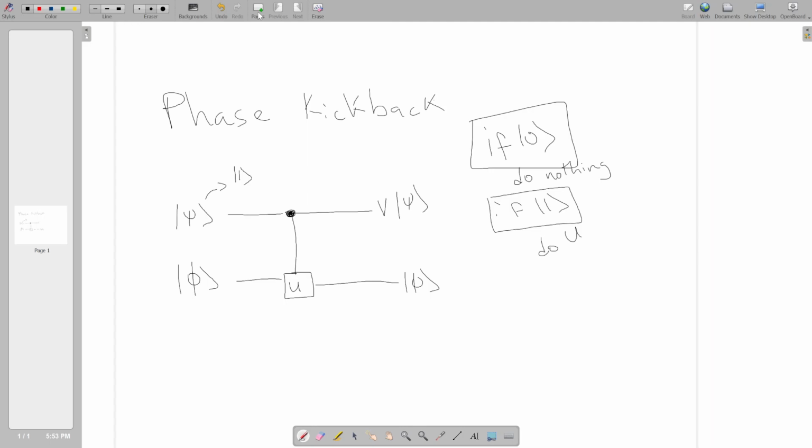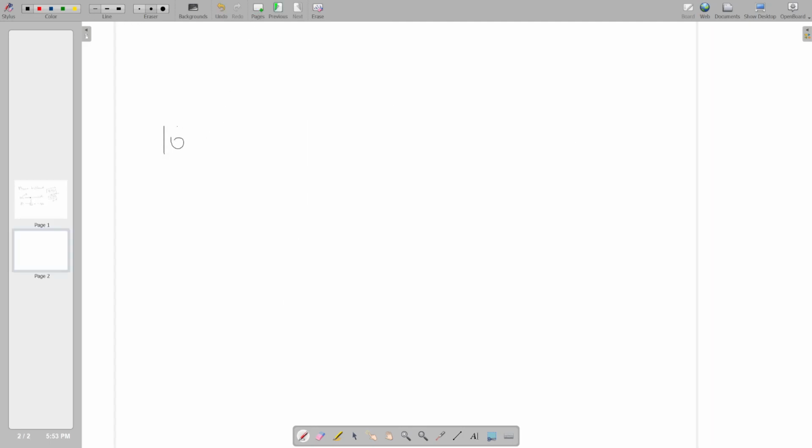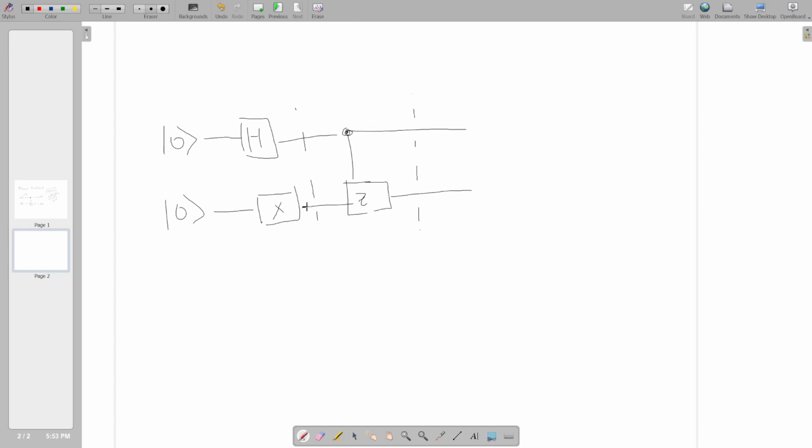So let's actually start with a concrete example. Let's suppose we have our qubit here and our qubit here. Let's compose a simple circuit where we apply a Hadamard gate over here, an X gate right here, and then we do a controlled, and this is going to be a Z gate. So let's look at the wave function of the entire system at each of these points. Right here we have 0, 0, where left will be the top qubit.